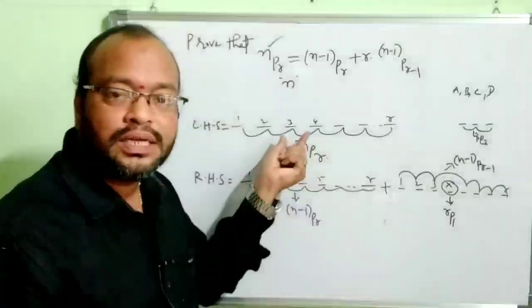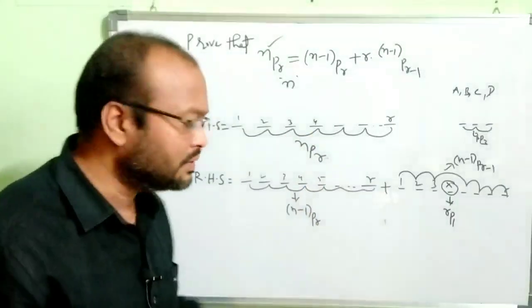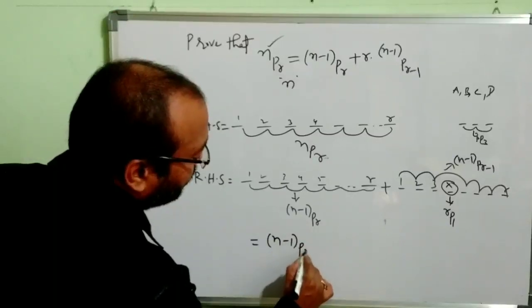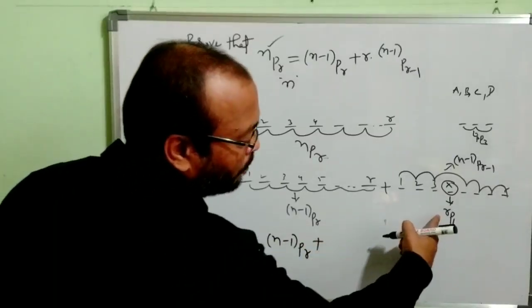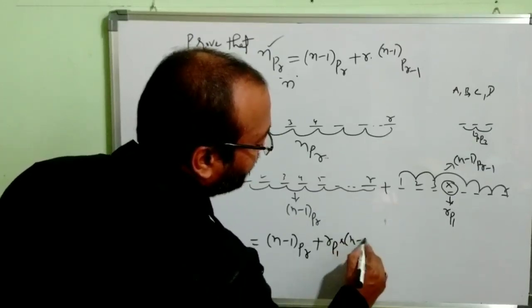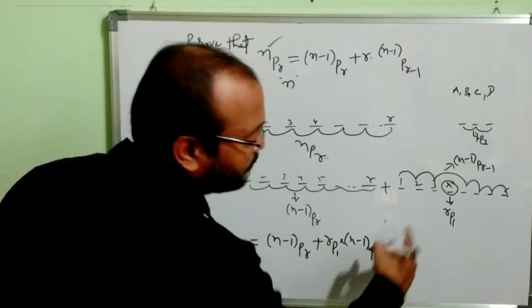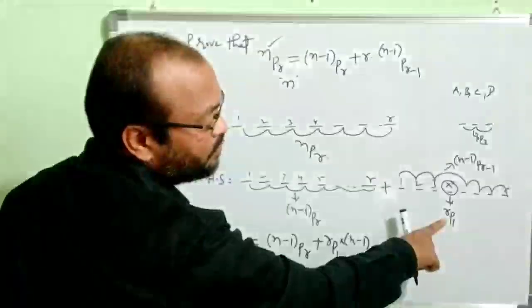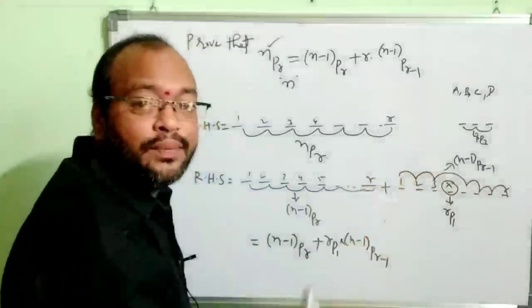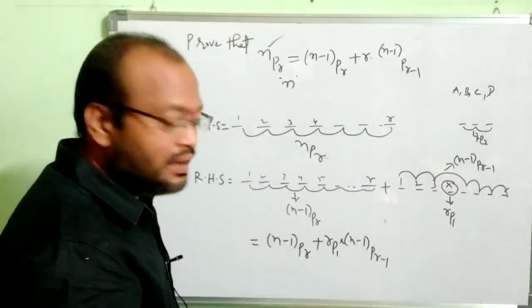Same NPR. So that's why LHS is equal to RHS. So now finally, N minus 1 PR plus, according to the formula, R into N minus 1 PR minus 1. This is a fundamental principle. The first work can be performed in M ways, the second work can be performed in N ways. Two works simultaneously can be performed in M into N ways.